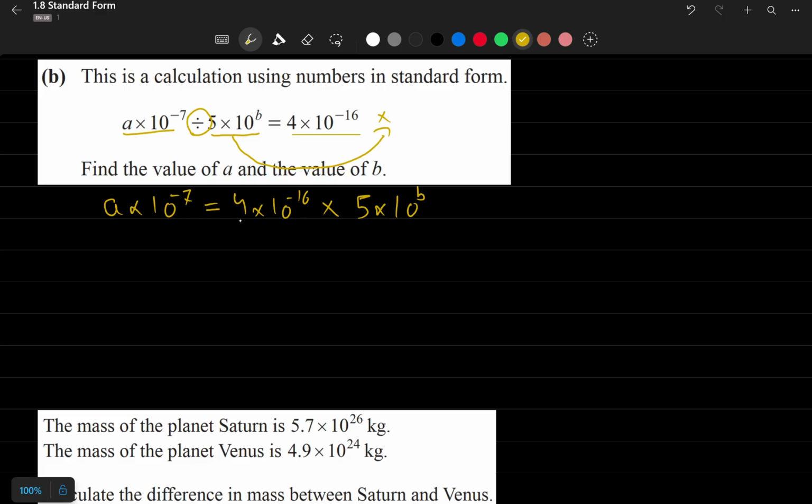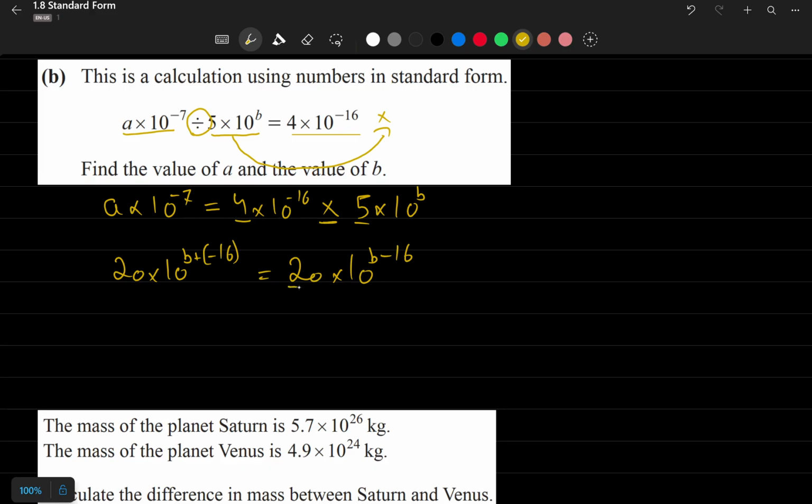Now if we just multiply the numbers 5 with 4, we get 20 multiplied by 10. Now the case is of multiplication, so we just add the powers: b plus minus 16. So the final answer becomes 20 multiplied by 10 raised to power b minus 16.